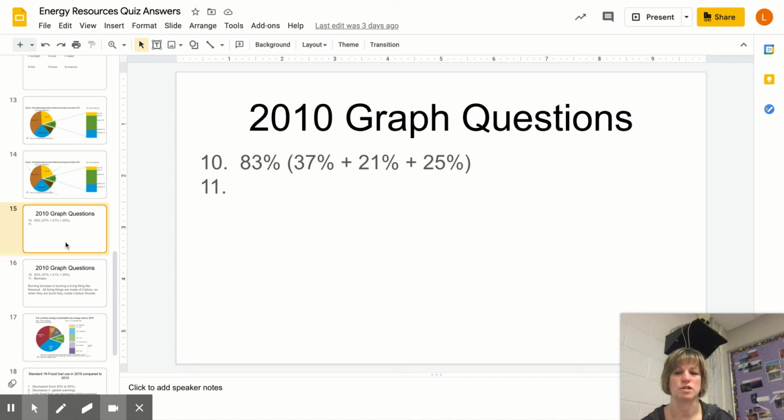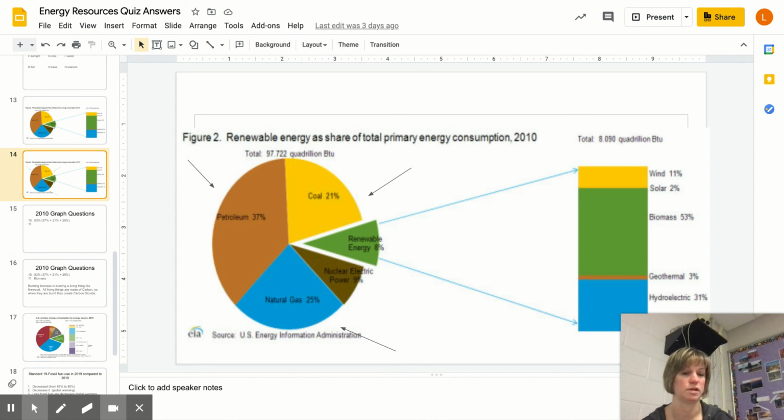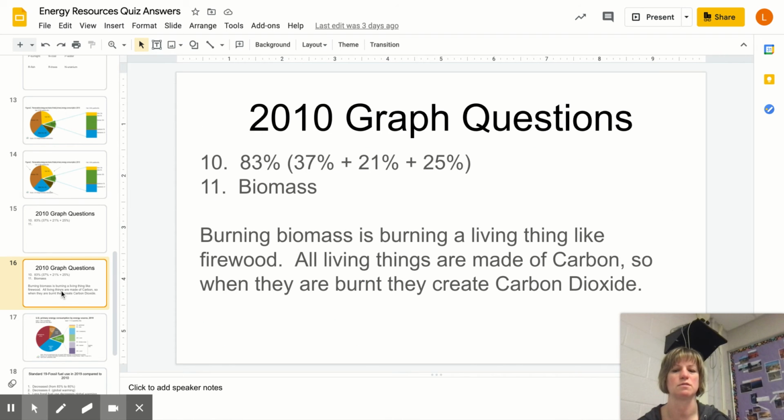Now, my next question asked, what section of the renewables is really kind of like burning a fossil fuel? As you look here, at that time, renewable energy was 8%, and they break this 8% down into wind, solar, biomass, geothermal, and hydroelectric. When I say similar to burning a fossil fuel, we have to think, okay, fossil fuels were once living creatures. We know when they're burnt, they give off carbon dioxide. So what here is connected to living creatures and when burnt would give off carbon dioxide? The right answer there, of course, is biomass.